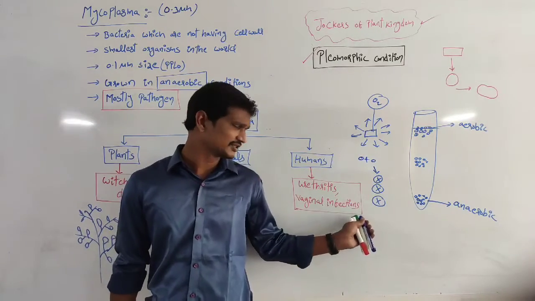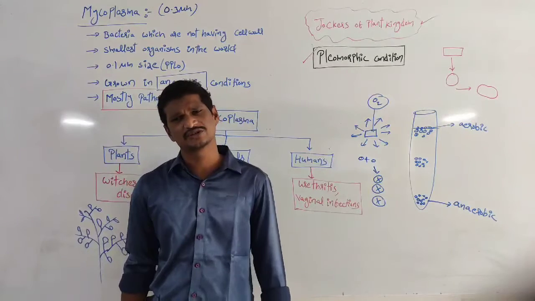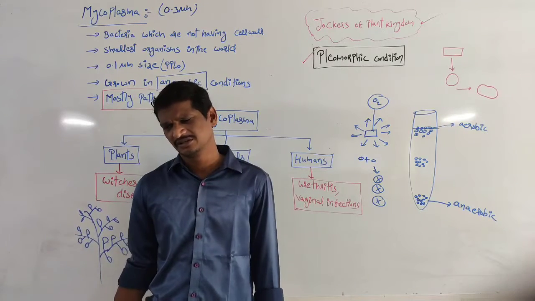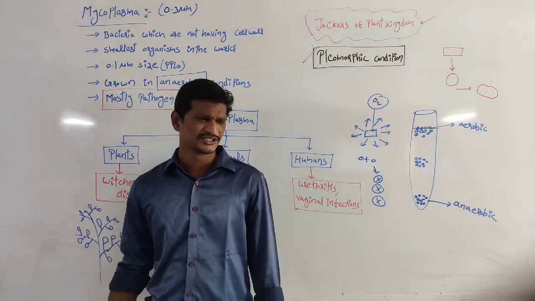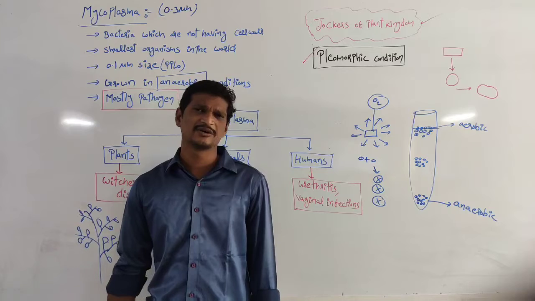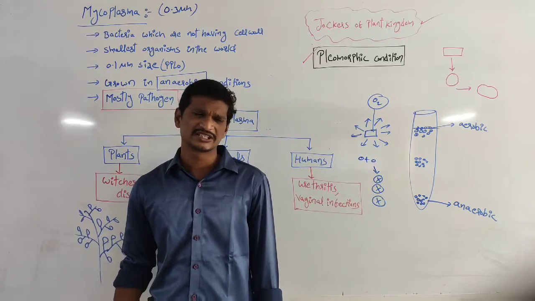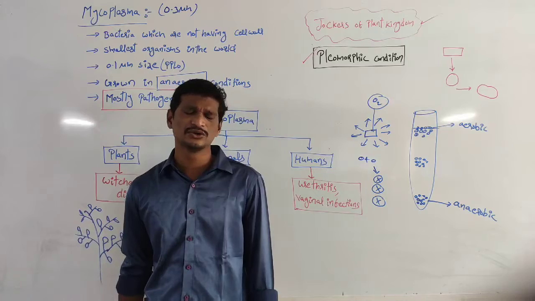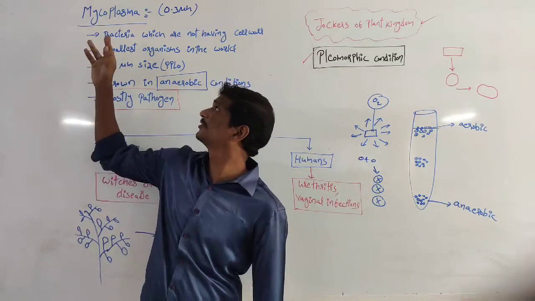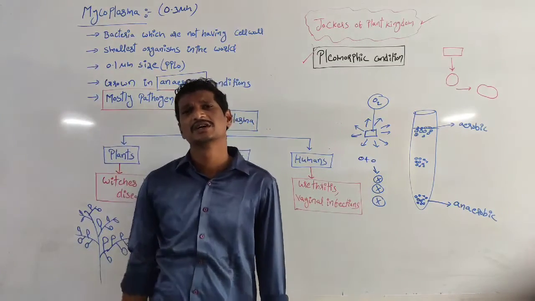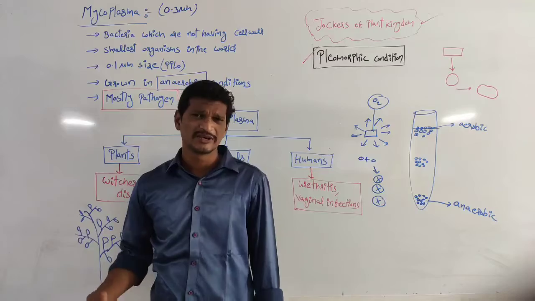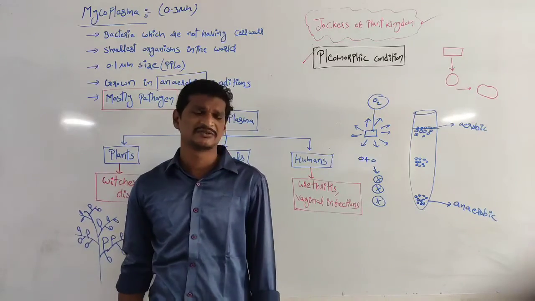And in the female case, vaginal infections are caused. We know that there is a female reproductive system, the vagina, and some secretions are secreted by the vagina. Within that secretion, some bacteria grow. So here the best example is the mycoplasma. The mycoplasma causes vaginal infections.